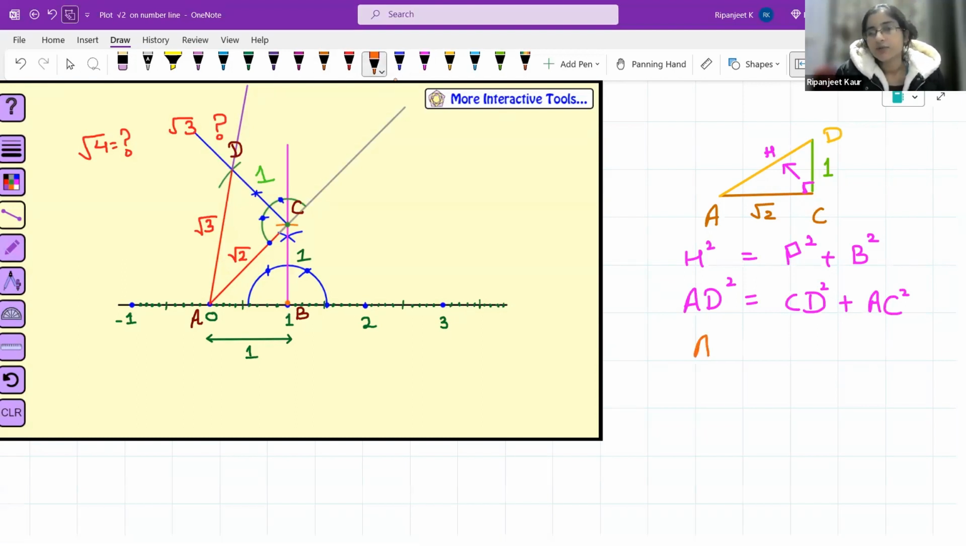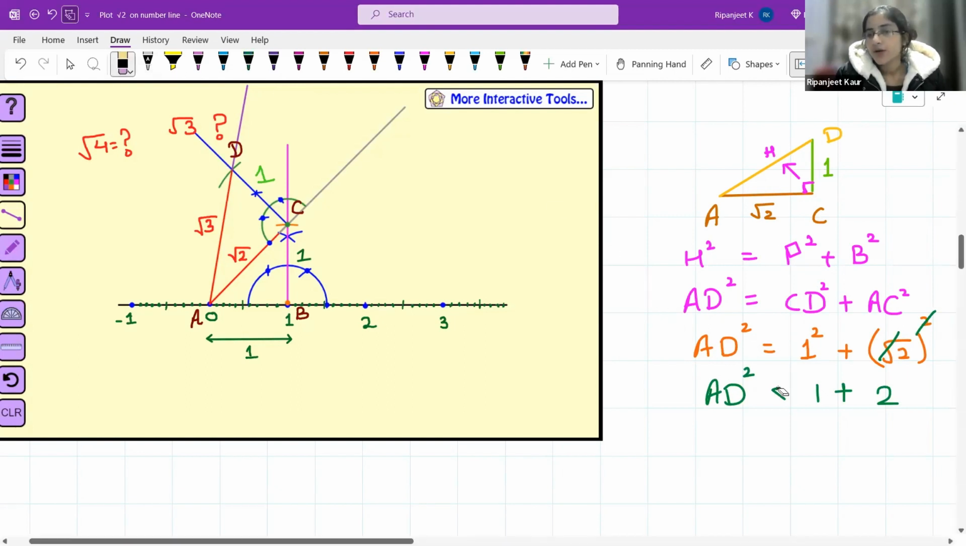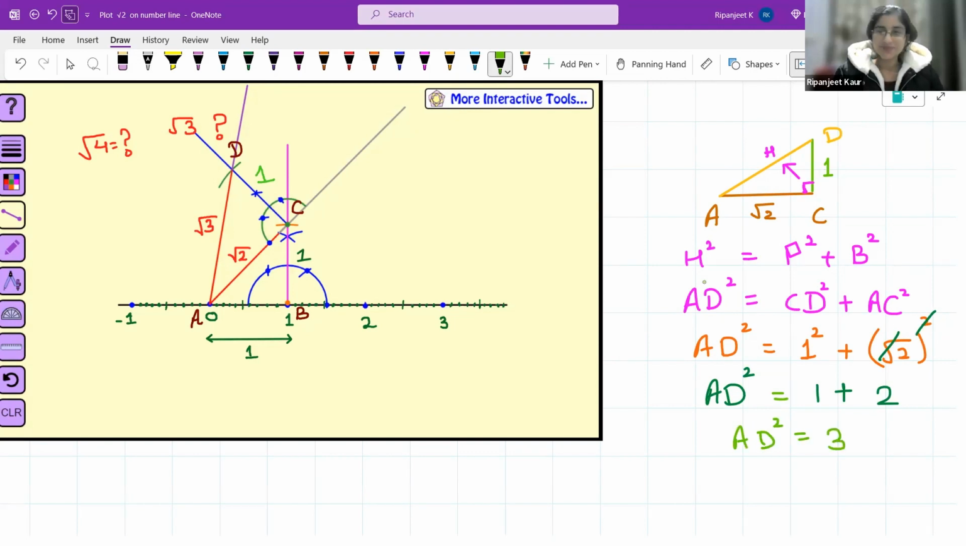AD square, let us suppose we don't know AD square. Then what is CD square? CD is 1, so it is 1 square. AC is root 2, so it is root 2 square. Perfect. Now we know square and square root cancel, so it becomes 2. 1 square is 1. Then AD square equals 1 plus 2, which is 3, right?